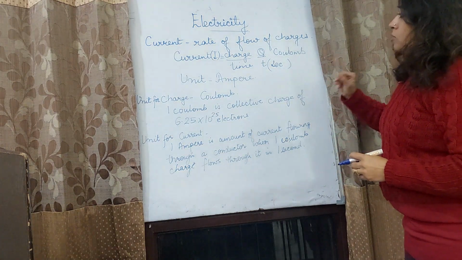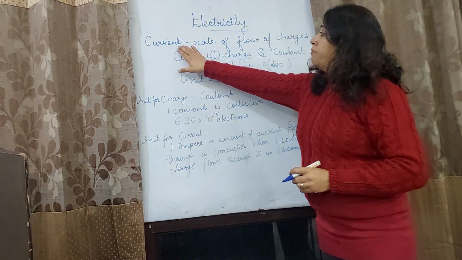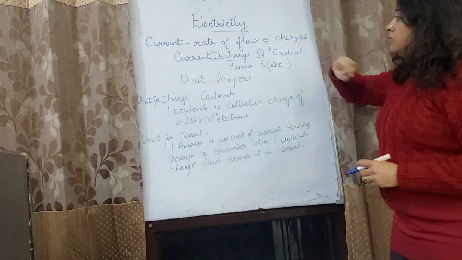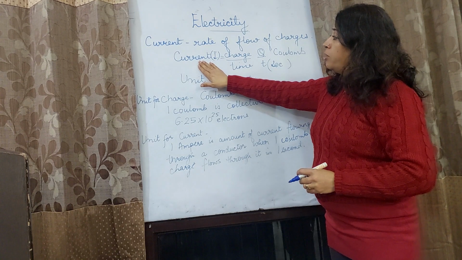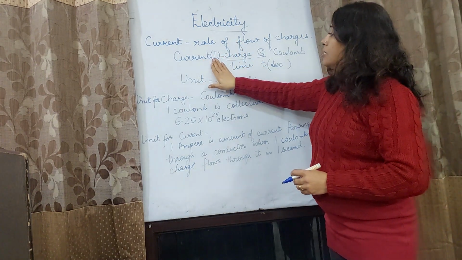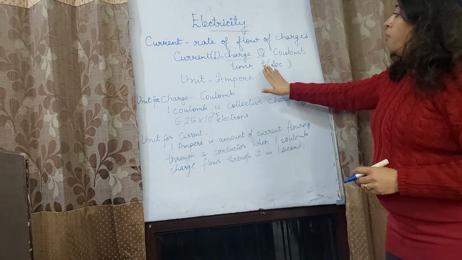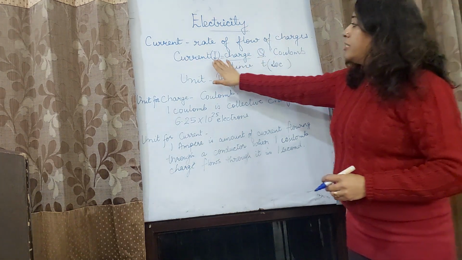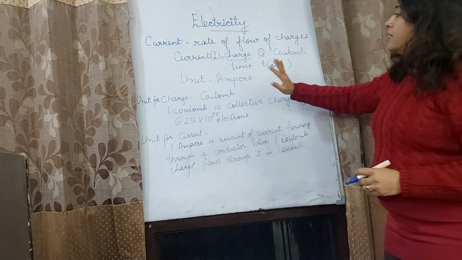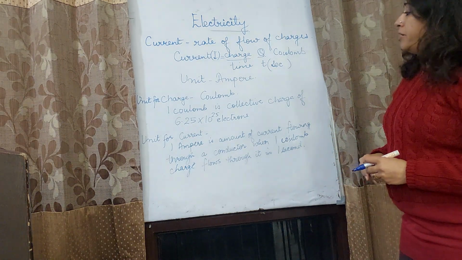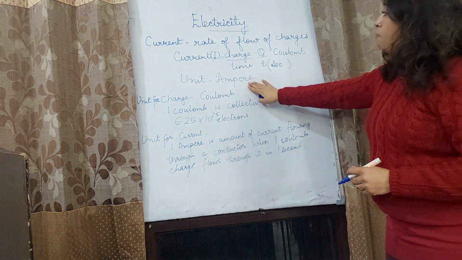So let's talk about current. The definition for current would be rate of flow of charges. The formula for current would be charge upon time. It is represented as I equals Q upon T. Q stands for charge, I stands for current, and T stands for time. And when we measure the current, it is measured in amperes.